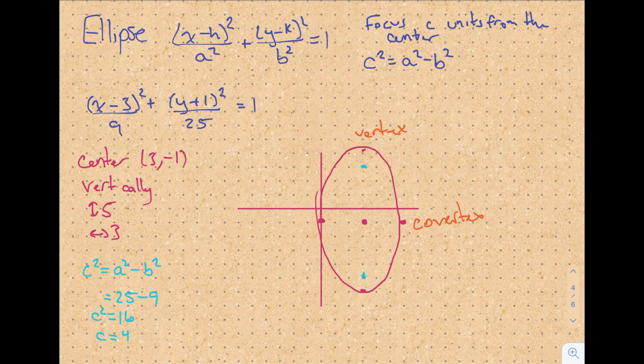The two focus points should always be inside and on the major axis. So our focus points are at 3, 3, and 3, negative 5, right? Up and down 4 from the center.